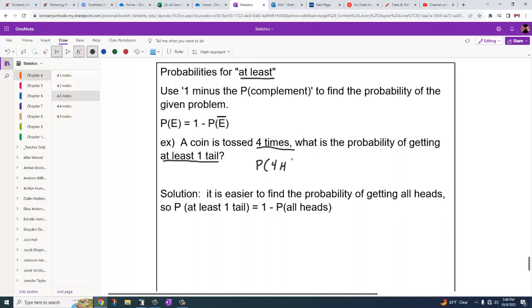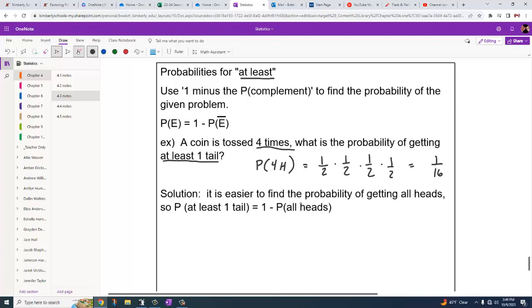4 heads. Okay. Now the probability of getting 4 heads, that's easy to calculate. That's the probability of 1 heads, which is 1/2, times another heads, times another heads, times another heads. So this is the probability, it's 1/16. That is the probability of getting 4 heads when I flip a coin 4 times. But that's not what I'm being asked. I'm being asked, what's the probability of getting at least 1 tail?